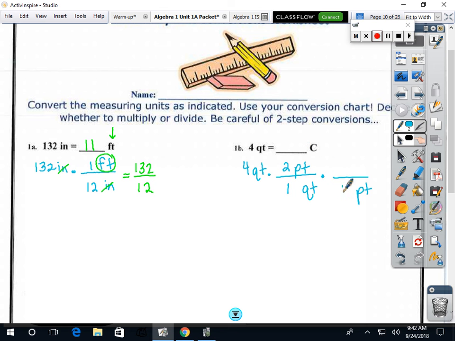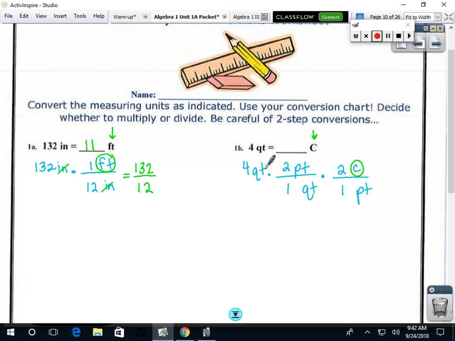Right, 1 pint equals 2 cups. So now we're finished with the conversion chain because our goal was to make it to cups, and we've made it there in our chain. So we simplify everything else by crossing out quarts with quarts, pints with pints. That's why you have to have one on top, one on bottom, so that they'll cancel out. And then you just multiply straight across.